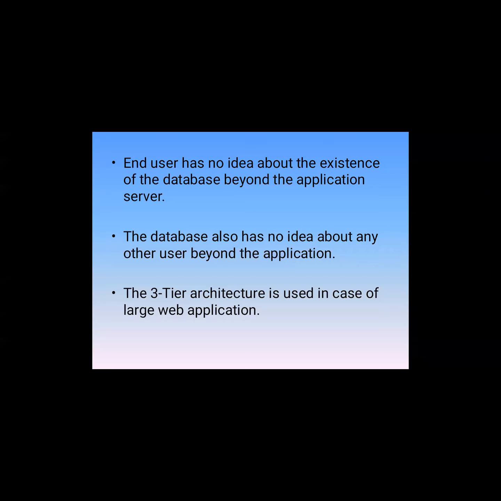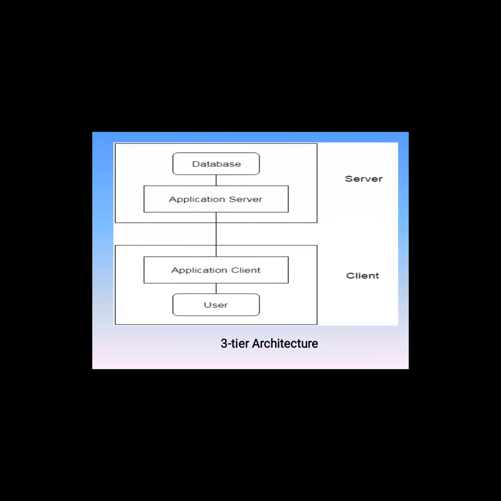So the database also has no idea about any other user beyond the application. The three-tier architecture is used in the case of large web applications. So in some situations, we rely on the three-tier architecture when we consider a large application.